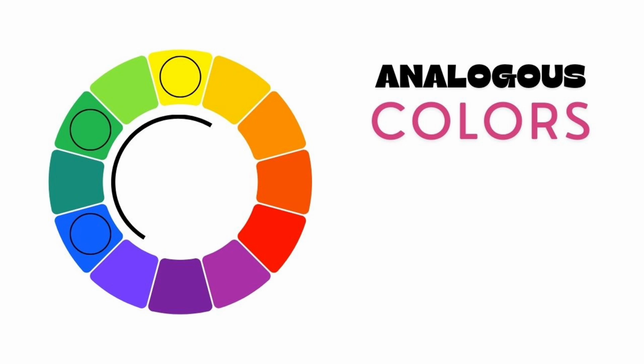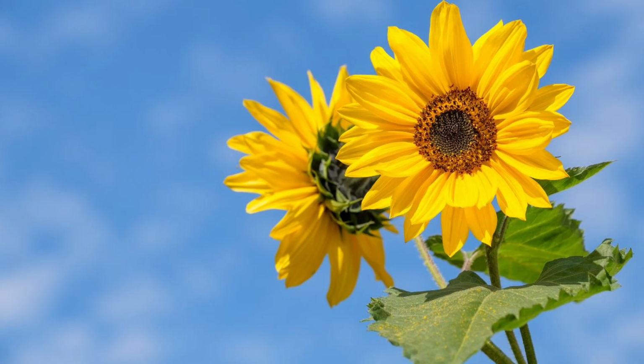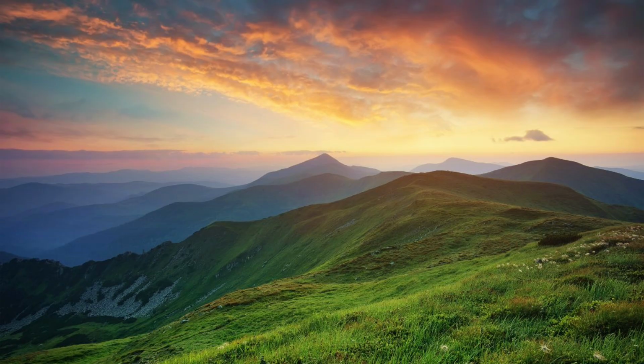Analogous colours are next to each other. So blue, green, and yellow are combinations that are harmonious and pleasing to the eye. Think about your landscape. Blue, green, yellow. So, again, all naturally occurring and great for things like landscapes.